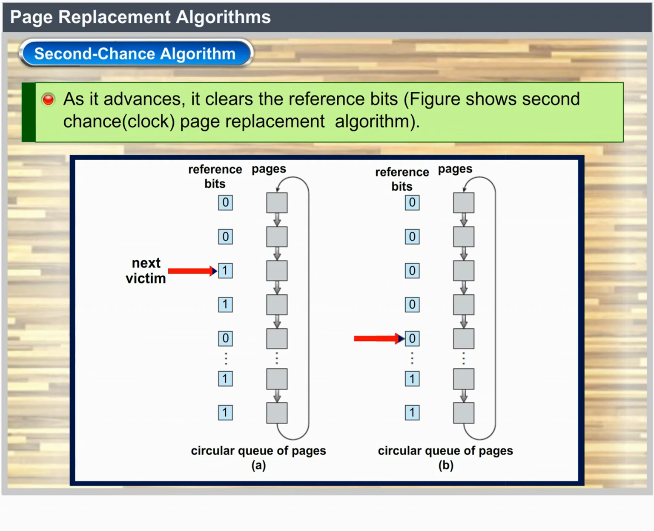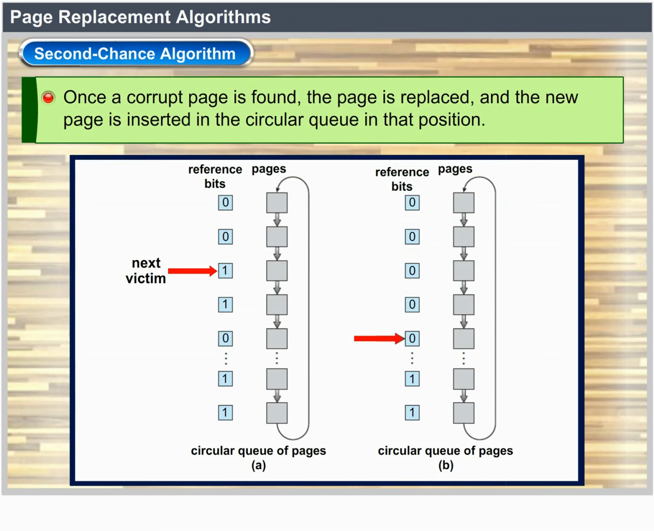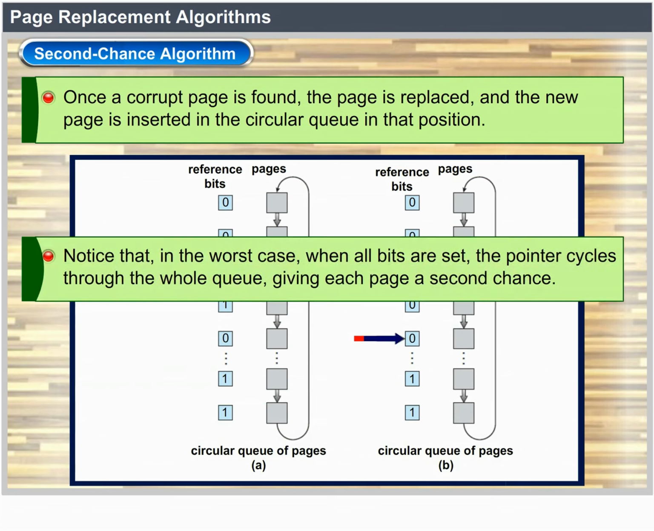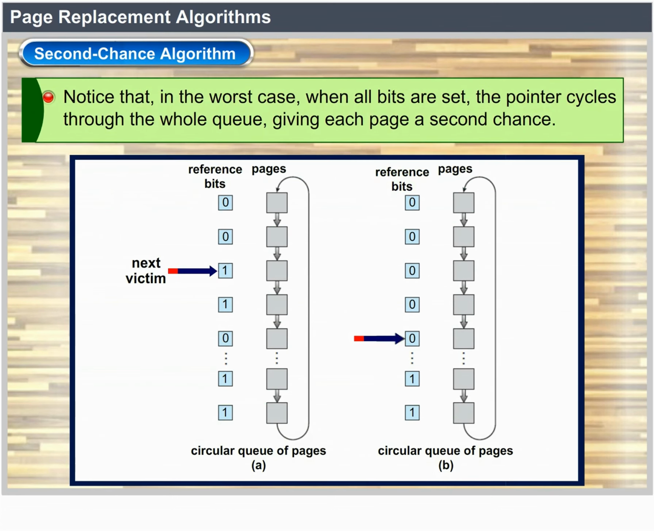Once a victim page is found, the page is replaced and the new page is inserted in the circular queue in that position. Notice that in the worst case, when all bits are set, the pointer cycles through the whole queue, giving each page a second chance. It clears all the reference bits before selecting the next page for replacement. Second chance replacement degenerates to FIFO replacement if all bits are set.